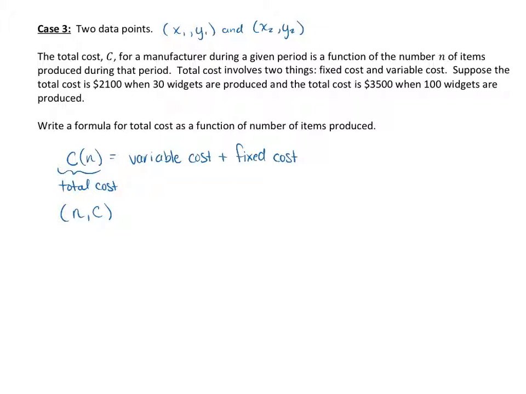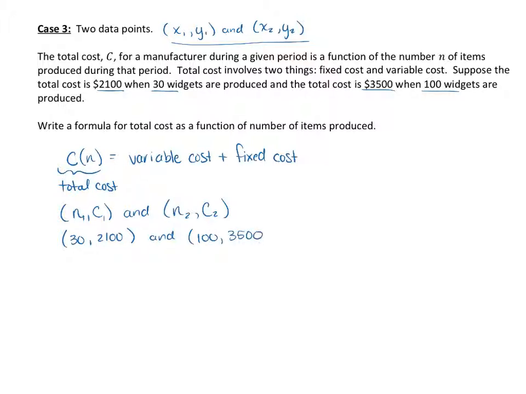Just like up here, when we wrote the points as x comma y, we're going to write our points as n and c. So you can think of it as n sub 1 and c sub 1, and our second point, let's call that n sub 2 and c sub 2. Now, fill in all of the information that you're given. In this problem, we're told that total cost is $2,100 when 30 widgets are produced. So there's your first point: 30, comma, 2,100. And for our second point, we're told that total cost is $3,500 when 100 widgets are produced. So there is our second point.